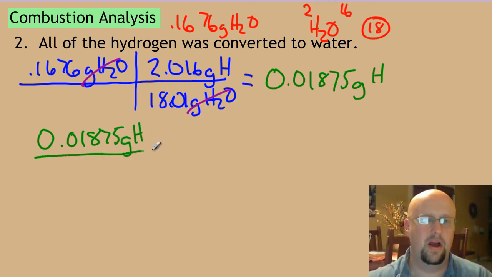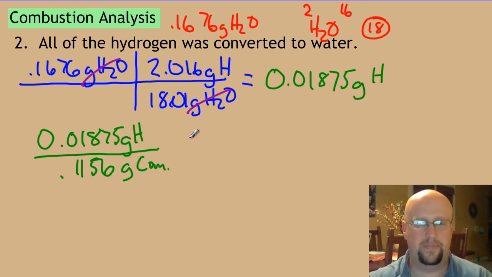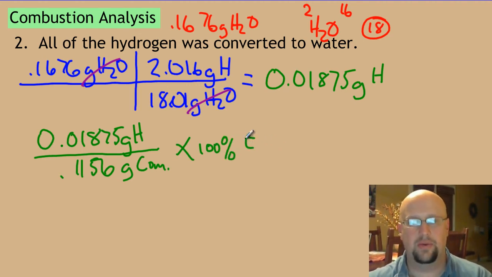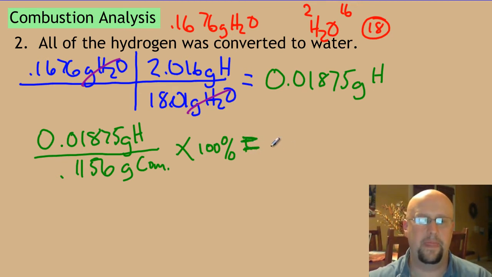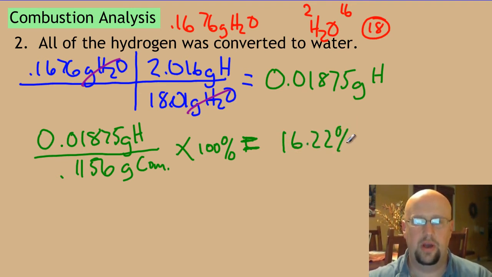Okay, moles of hydrogen divided by that original total. So what was that original total again? Remember, it was 0.1156. That's the original sample, that's the compound, times 100 again. Okay, equals, and that's going to equal 16.22% of hydrogen. So now we have our percent of hydrogen.